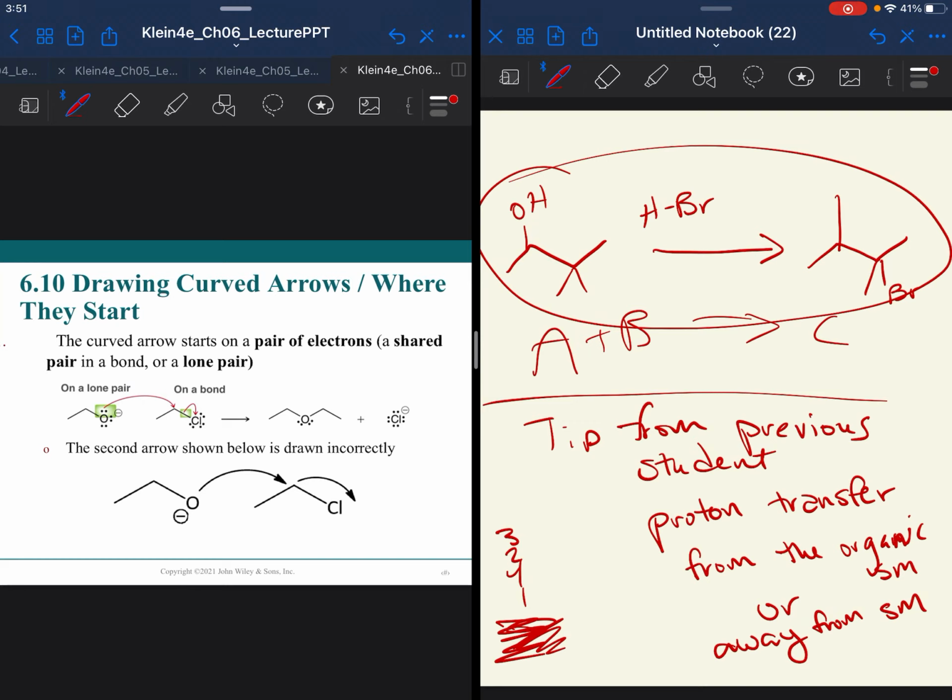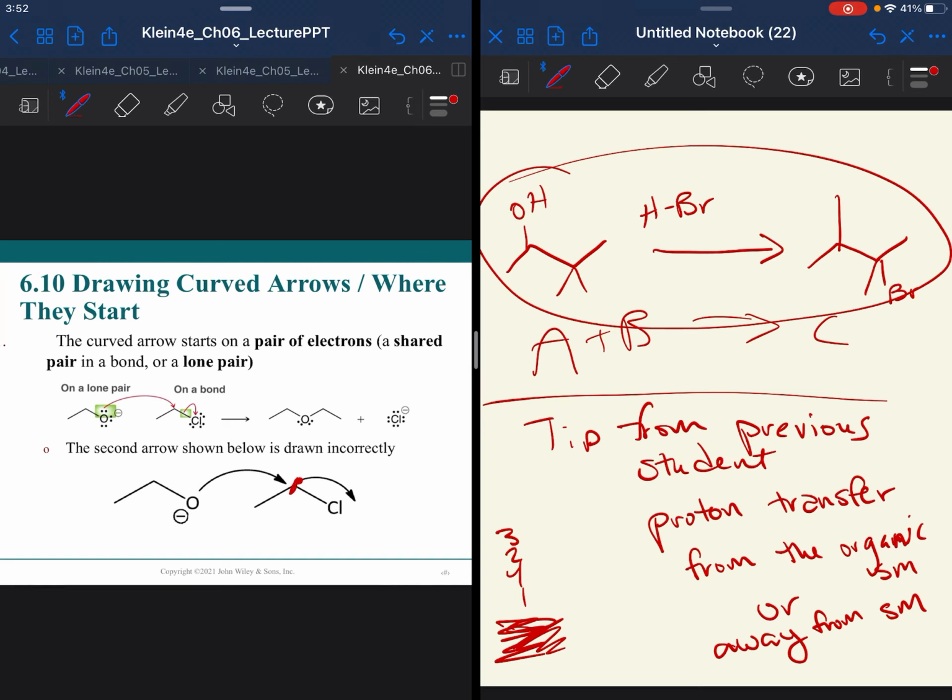All right, so the slide that we're on here is just reiterating that you pay attention to where your arrows start, where they stop, the direction they're going in, and the head of the arrow. So the second arrow is drawn incorrectly here.